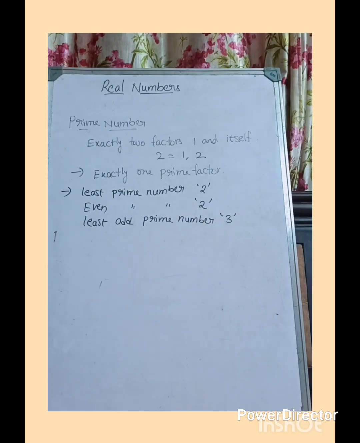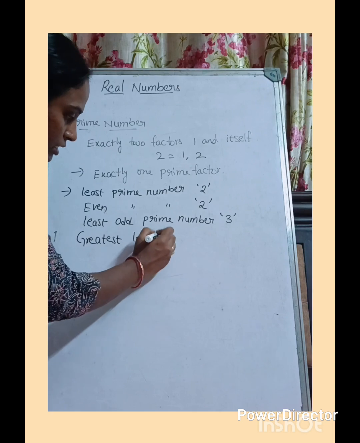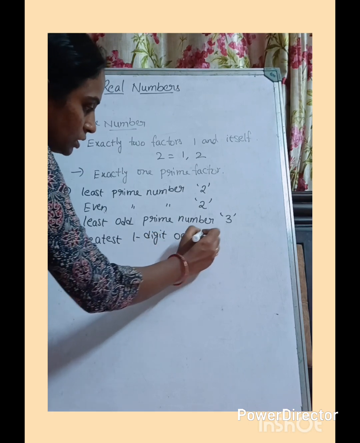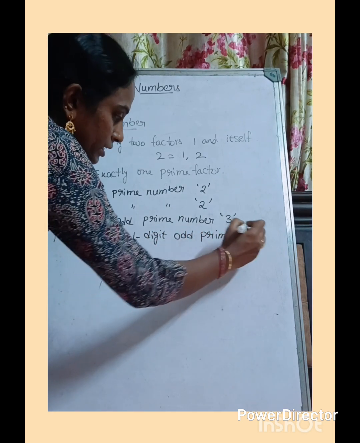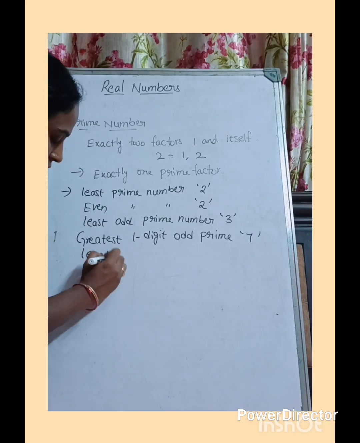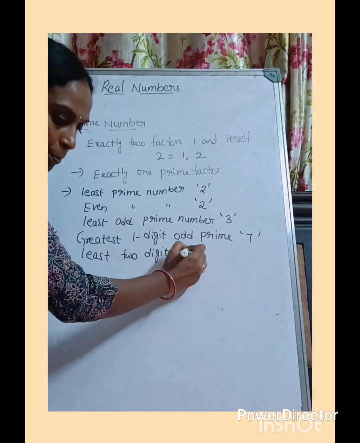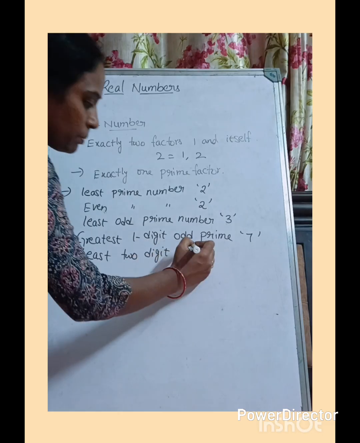Greatest 1 digit odd prime number. Greatest 1 digit odd prime is what? 7. 7 is the greatest 1 digit odd prime number. Least 2 digit prime number. Least 2 digit prime number is what?